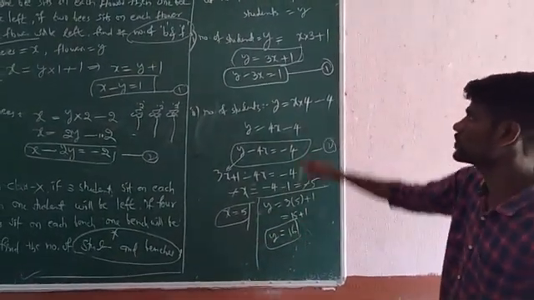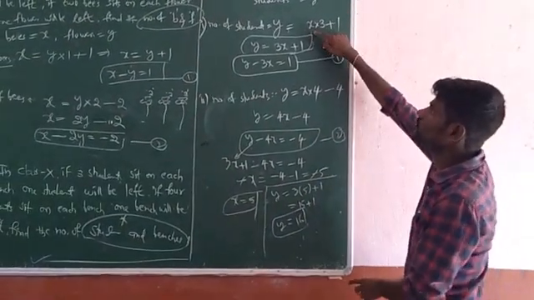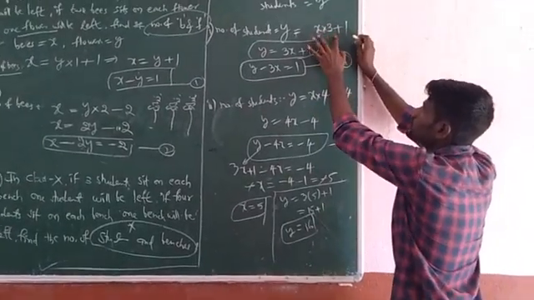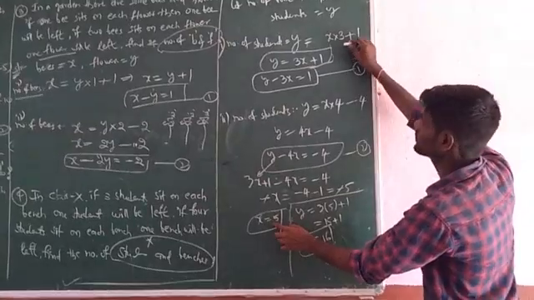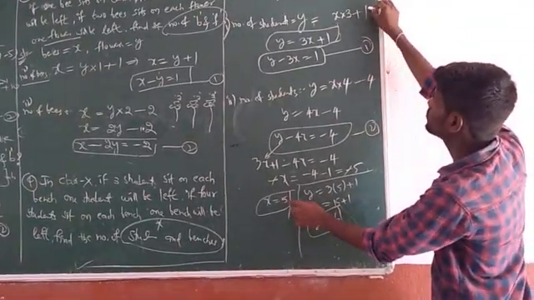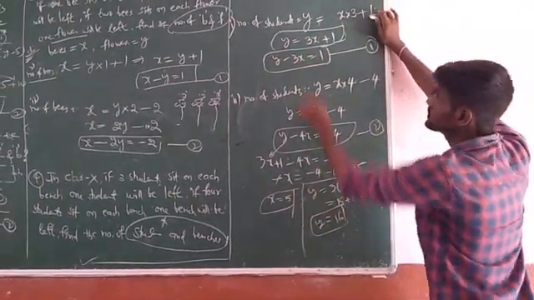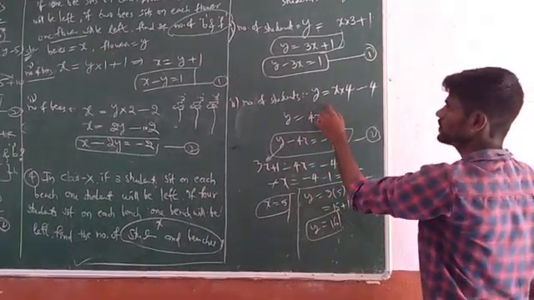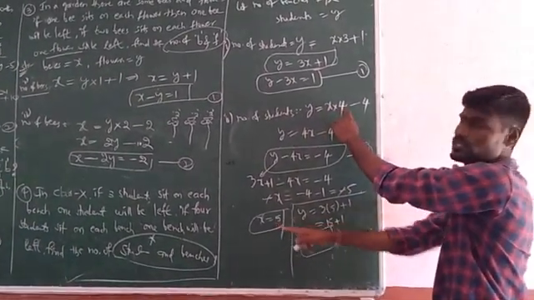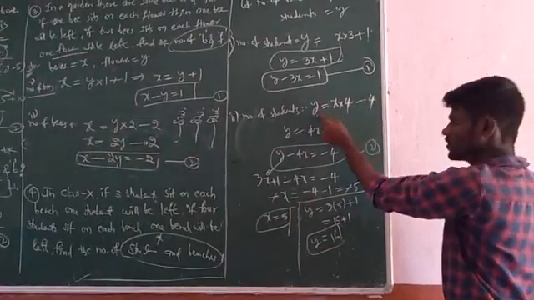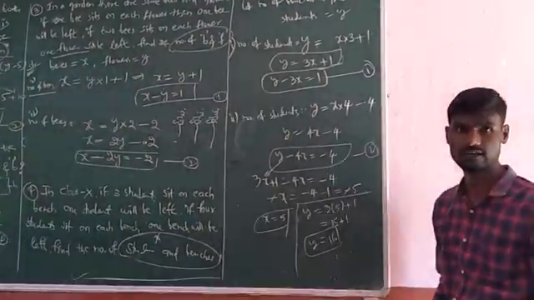You may verify in the first condition. If 3 students sit on each bench, with x value 5 we get 3 into 5, 15 plus 1, 16 equals y, 16. Here also, x into 4, x is 5, 5 into 4, 20. 20 minus 4, 16 equals y, how much? 16. Satisfying or not? Right.